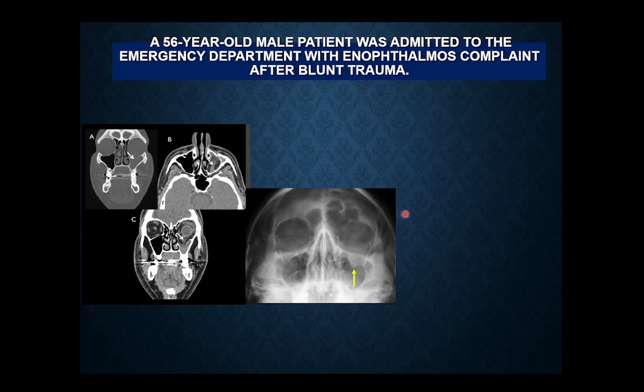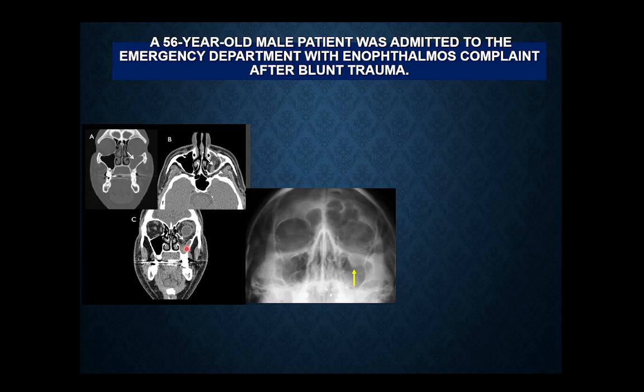Okay, this is a patient post-trauma. I want you to just see the image and try to identify the pathology. Although it is already marked with a yellow arrow, there is something here on the inferior margin of the orbit. On the right side, there is nothing like that. And then on the CT, there is a defect here in the inferior orbital margin with extension of the orbital fat inside the maxillary sinus.